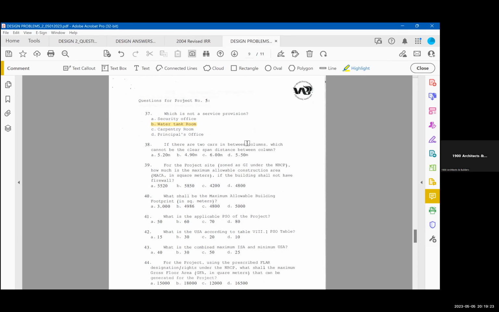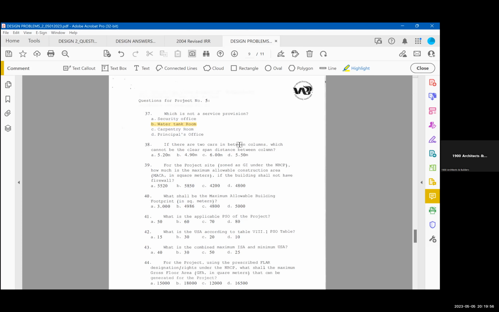Number 38, if there are two cars in between columns, which cannot be the clear span distance between columns? Please mind nyo lagi, magre-read kayo ng questions kasi minsan nakakalito yung can and cannot. Katulad dito, if there are two cars in between columns, which cannot be the clear span distance between columns.